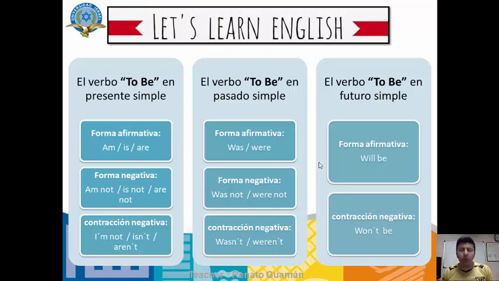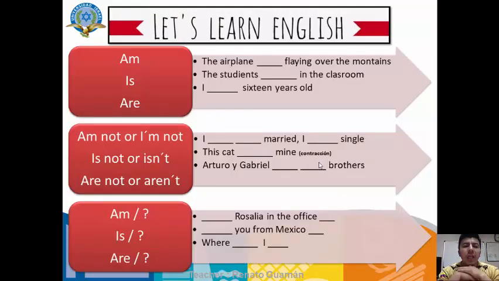Okay, so in the next classes, in the next lessons, we're going to talk about the past simple and the future simple. Okay, so we are going to carry on with this lesson. Here you have some exercises. The airplane. What do you think is the airplane? You can use am, is, are.